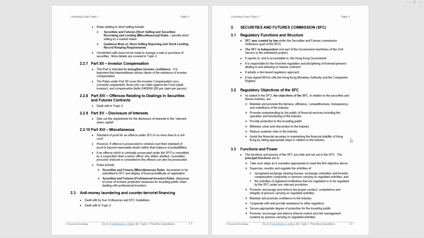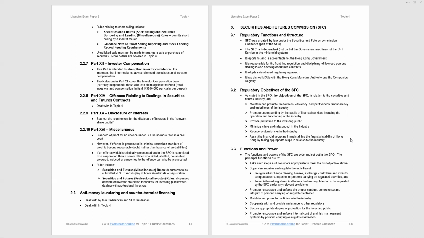The objectives are, the reason the SFC exists is to maintain, promote fairness, efficiency, competitiveness, transparency, orderliness of the industry, promote understanding by the public of the financial services, provide protection to the investing public, minimize crime and misconduct, reduce systemic risks in the industry, and assist the Financial Secretary in maintaining financial stability of Hong Kong. So that's why the SFC exists.